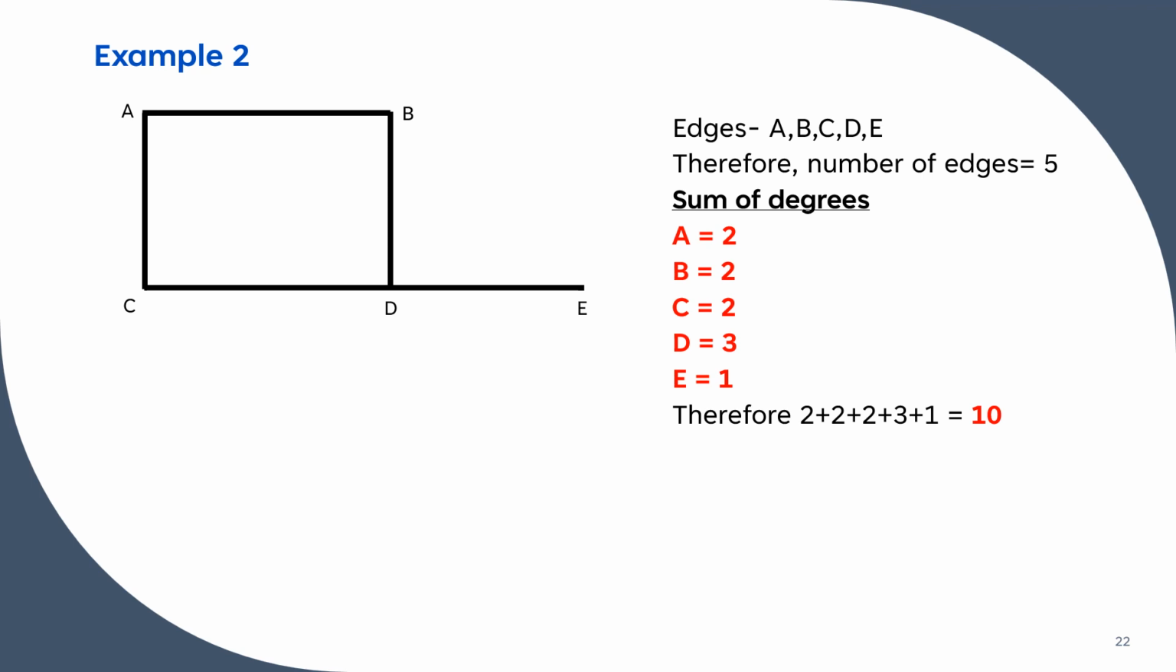That is equal to 10. From the proof, we can see that the result is twice the number of edges. The number of edges is equal to 5. Therefore, 5 into 2 is equal to 10, which is equal to the sum of degrees.